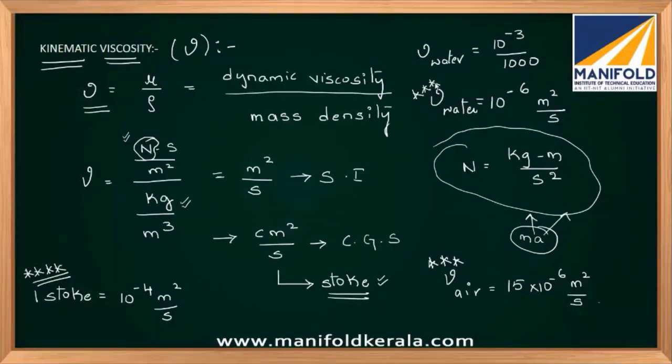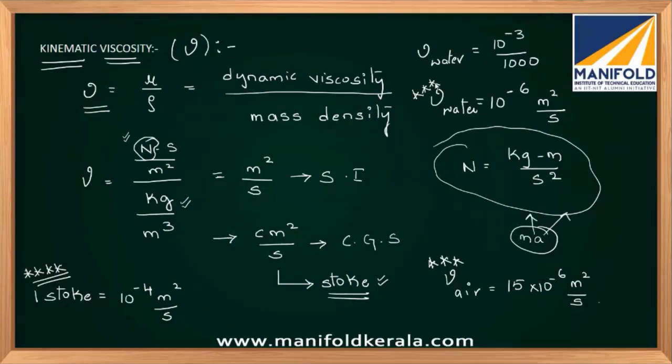Any doubts in kinematic viscosity? Kinematic viscosity is a ratio of dynamic viscosity to mass density. Dynamic viscosity is nothing but resistance offered by one layer of the fluid onto its adjacent layer. Empirically, we will be writing it as mu by rho, right? Mu of some standard fluids are known to us. So units are meter square per second.